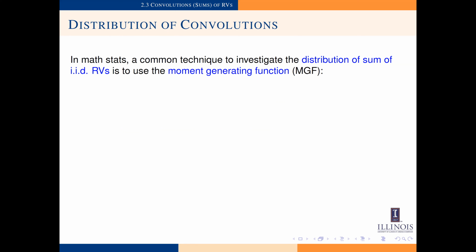Sometimes we want to understand what is the distribution of the convolution of IID samples. In classes of mathematical statistics, like 410 or 510, the professors might have introduced a common technique to investigate the distribution of the sum of IID random variables. And this technique is the use of the moment generating function, which we call the MGF.